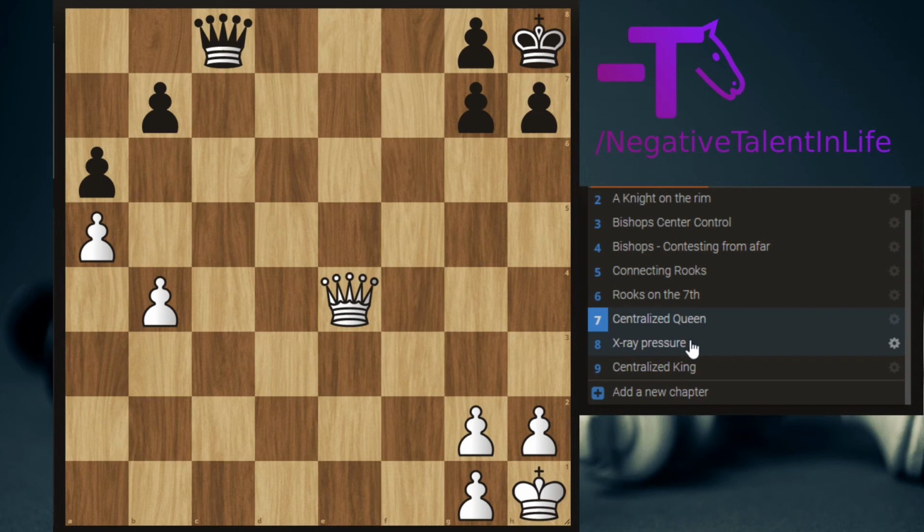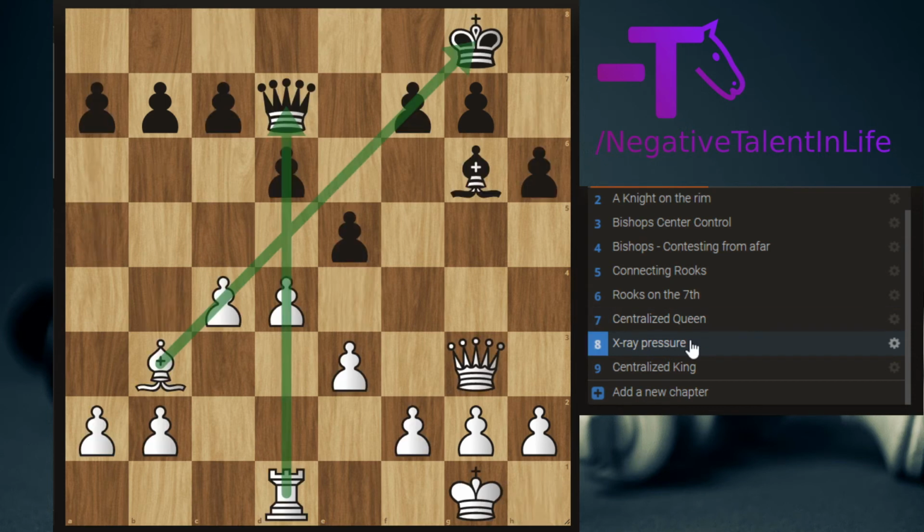Okay, so now we're going to get into more of a general idea of how to place your pieces, okay? So it's not always the case that you can get your pieces to the center of the board. It's not always the case that you can get your rooks to an open file. So here we're going to be talking about X-rays. So what is an X-ray?